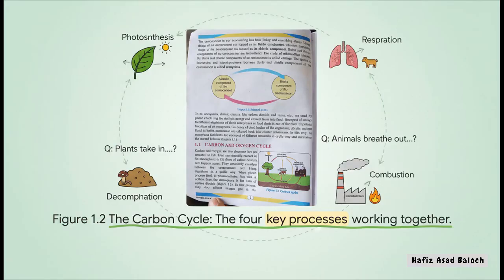This diagram gives us a great overview. You can see all the major players in what's called the carbon cycle. We've got photosynthesis, that's the plants doing their thing. We've got animal respiration, that's us. Then there's decomposition, and finally, the burning of fossil fuels, or combustion. Let's see how they all connect.